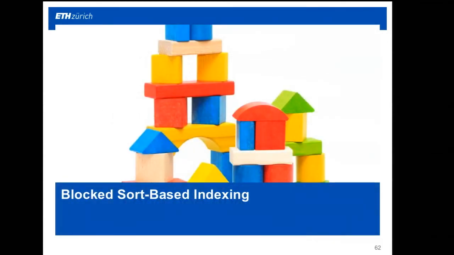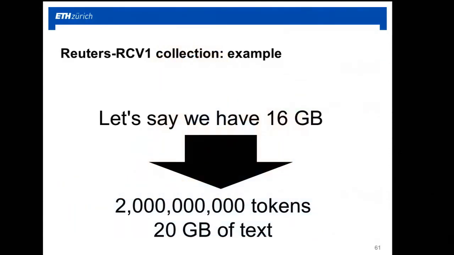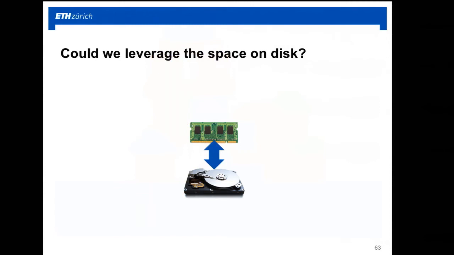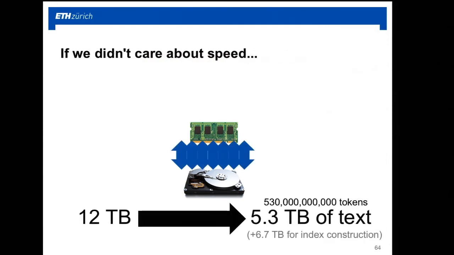So I would like to show you how we can do better than that. Better than just replacing terms with term IDs, we can even push the limits to process even more text, even though we only have 16 gigabytes of RAM. And the idea is very simple. If the working memory limits us in the number of documents and tokens that we can process, then let's use the disk, because we have a disk as well, right? And that disk fits 12 terabytes, potentially, if you take a very large disk. That's 5.3 terabytes of text.